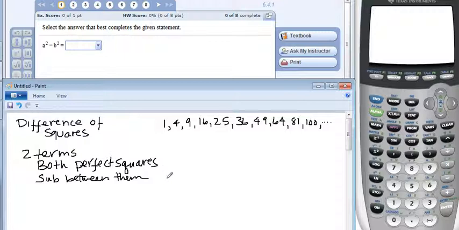And then any even-powered variable: x squared, x to the 4th, x to the 6th, x to the 8th. Whenever we take the square root of any of these, we just take the power in half. So the first thing you want to do is recognize that these are difference of squares. I have a perfect square, because I've got an even-powered variable and an even-powered variable. I've got 2 terms, and I've got a subtraction between them.